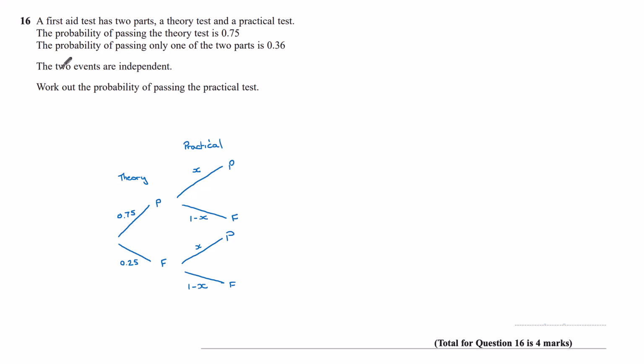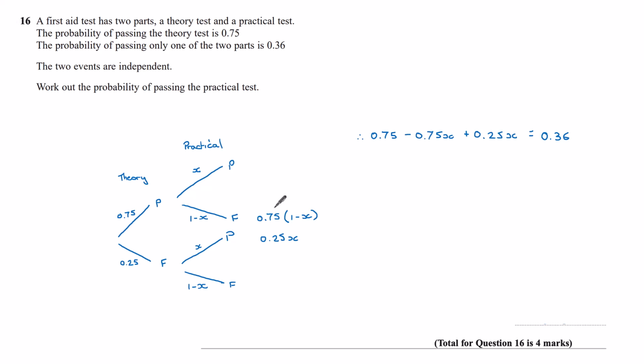I'm now told that the probability of passing only one of the two parts is 0.36. Now only passing one part is to pass the theory, fail the practical, or to fail the theory, pass the practical. Now on your tree diagrams, to find the probability of passing the theory, failing the practical, you do 0.75 times 1 minus x. And then to find the probability of failing the theory and then passing the practical, you do 0.25 times x. Now these two probabilities together must sum up to 0.36.